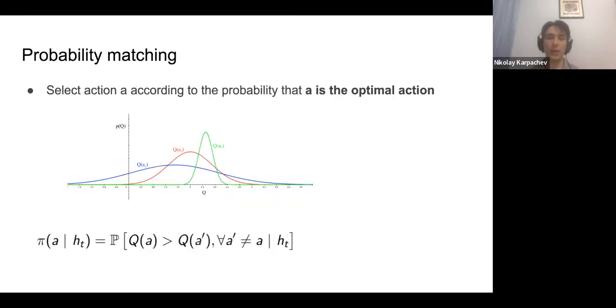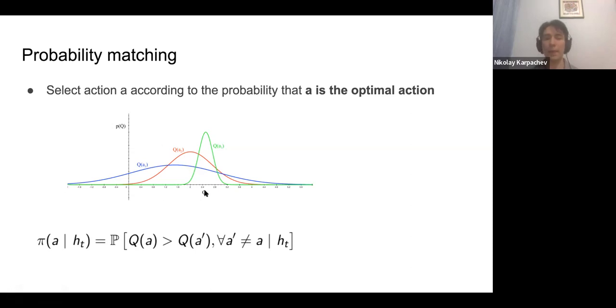So there is another slightly different perspective on how to select actions, and it's called probability matching. Probability matching is the strategy in which we select action A according to the probability that A is the optimal.